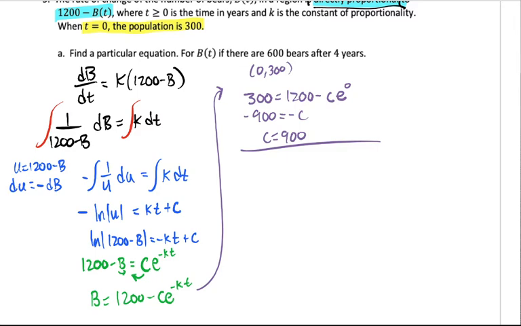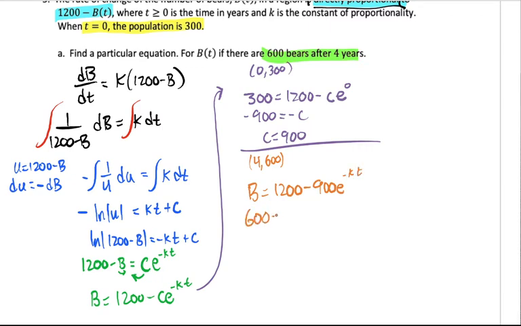Now that we have that, let's change colors. Let's actually do what this problem asks for, which is right here, what is happening at t equals 4 and b equals 600. So I'm using the point (4, 600). And I have b equals 1200 minus the c value, which is really 900, e to the negative kt. Let's figure out what k is.